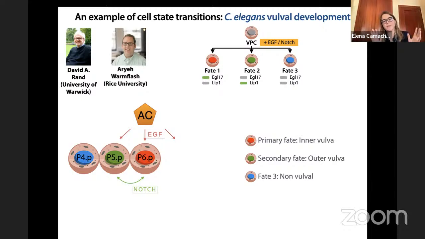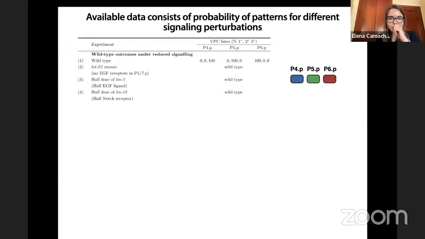So in our study, we focus on just modeling three of them. And as I was saying, there is a lot of experimental data available. There is a set of data that is the wild type outcome. So in the wild type case, as I was saying, P4.p becomes tertiary, P5.p becomes secondary, and P6.p becomes primary. And you can do certain perturbations that don't change these outcomes.